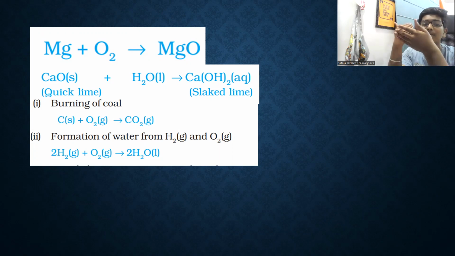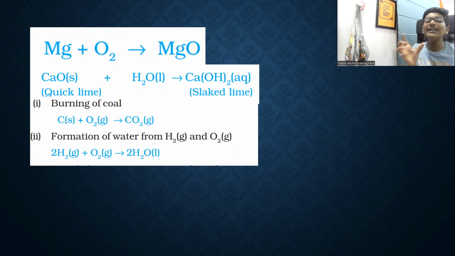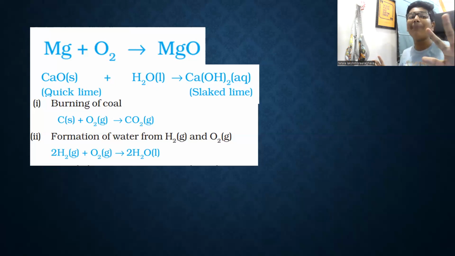Next, for example, burning of coal: carbon plus oxygen gives carbon dioxide, which I said before. And next is hydrogen plus oxygen molecules, which gives us water. So, like this, we are only getting one product. The thing we should remember: if we only get one product, then it is a combination reaction, and you will easily get marks.